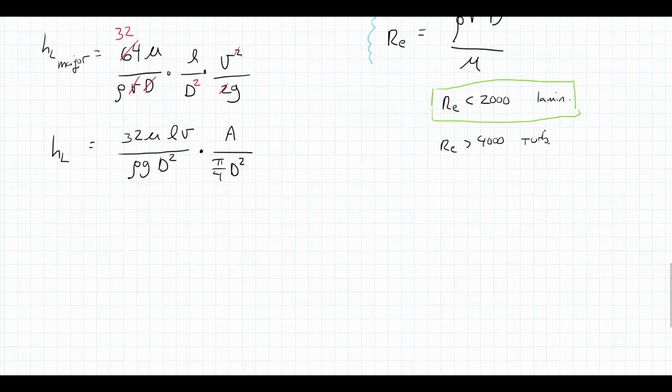Again, why am I interested in doing this? Because now I have a V times an A, and we know that is volumetric flow rate Q. So I can rewrite this again. If I combine the 32 and that 1 over 4 in the denominator, I'm going to get 128. I have a mu, I have an L. The V and the A are going to combine into Q. I have a rho, I have a g, I have a pi, I'll bring that out front, and I have a D to the 4th power. And that is, again, just re-expressing this Darcy equation for the head loss.